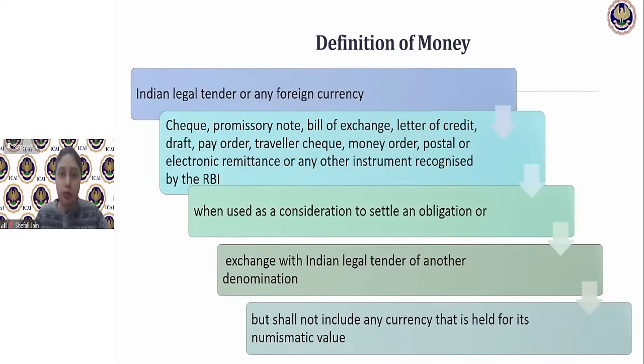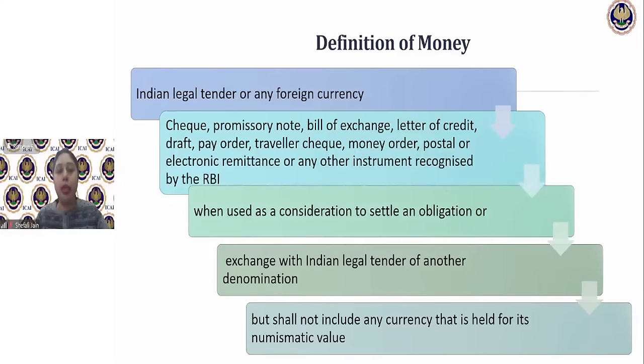Now we come to definition of money. Itna hum money ke bare mein padh rahe hain, to money ki kya definition hai, that is also very important. It is an Indian legal tender or any foreign currency. So money can be a foreign currency also. And it can be a check, a promissory note, bills of exchange, letter of credit, draft, pay order, traveler check.